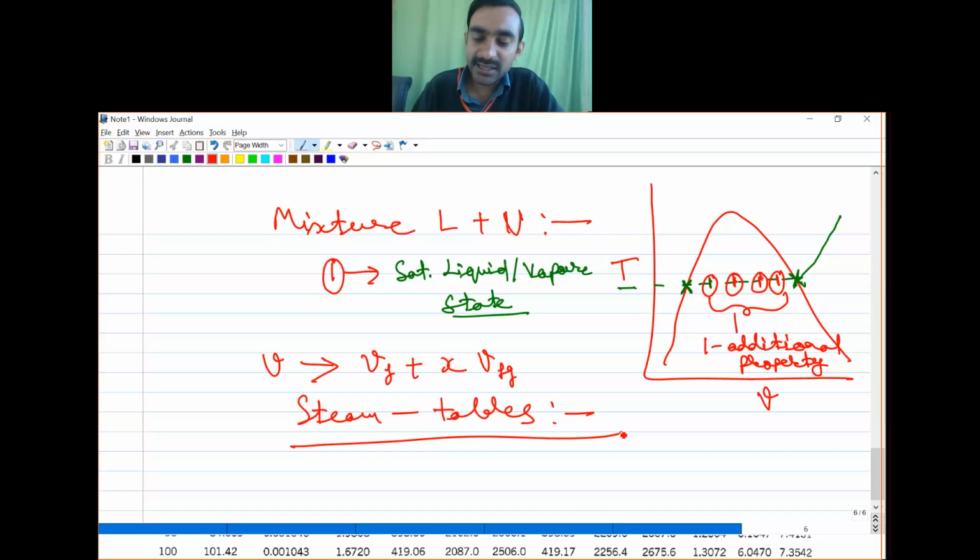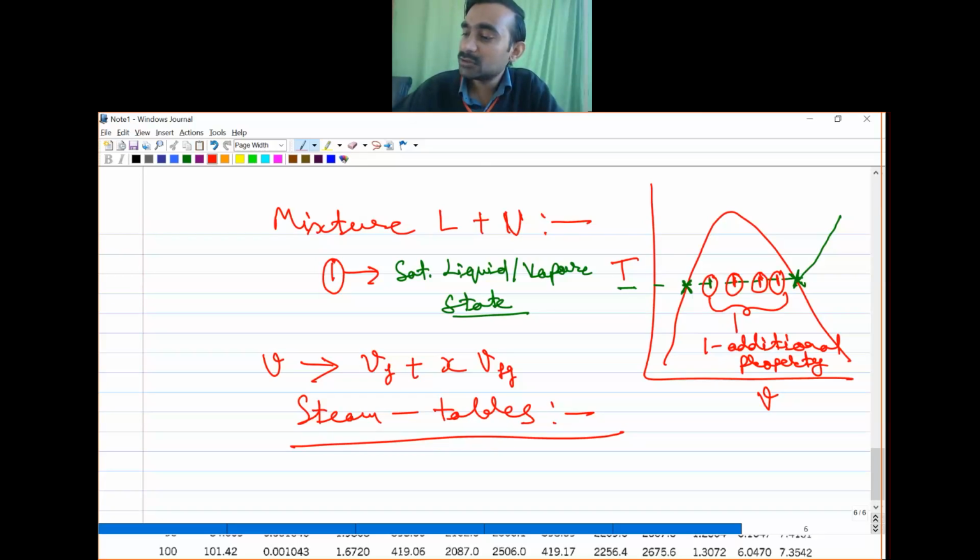Okay. Now, as I have told you, steam tables may be available in all the regions starting from the solid phase to the vapor phase, but in this particular course, engineering thermodynamics, the majority of our discussions will be in the liquid-vapor region. So whatever steam tables I show you here, we will be mainly concentrating on the liquid-vapor region.